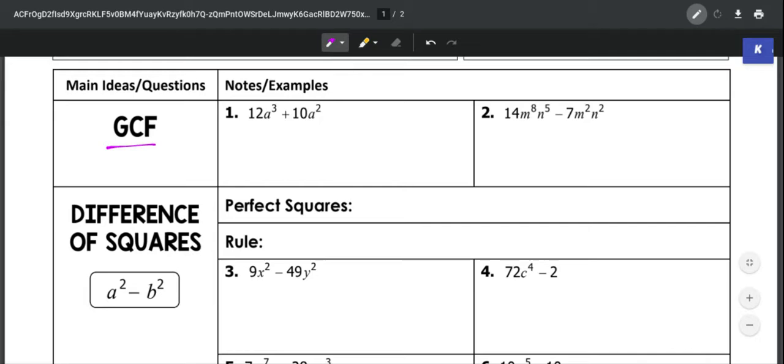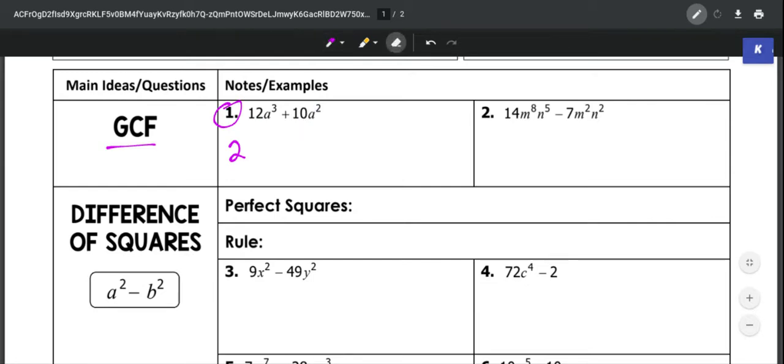We know that the greatest common factor is something we can take out. So look at number one. I'm just going to roll through some of these examples. Number one, we've got 12a to the third plus 10a. We need a greatest factor between those two that they have in common. That's the greatest common factor. So first, let's look at 12 and 10. We could take a 2 out of each of those, and that's the greatest thing we could take out.